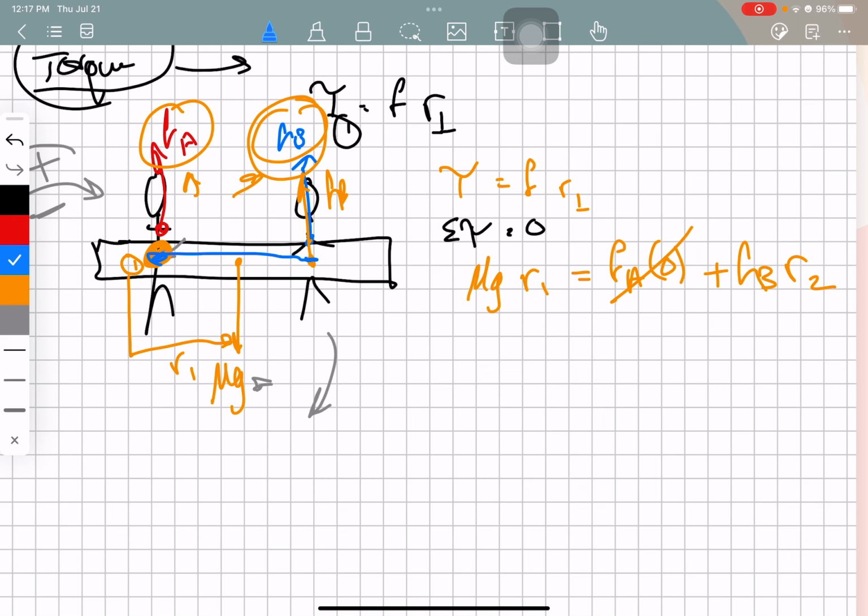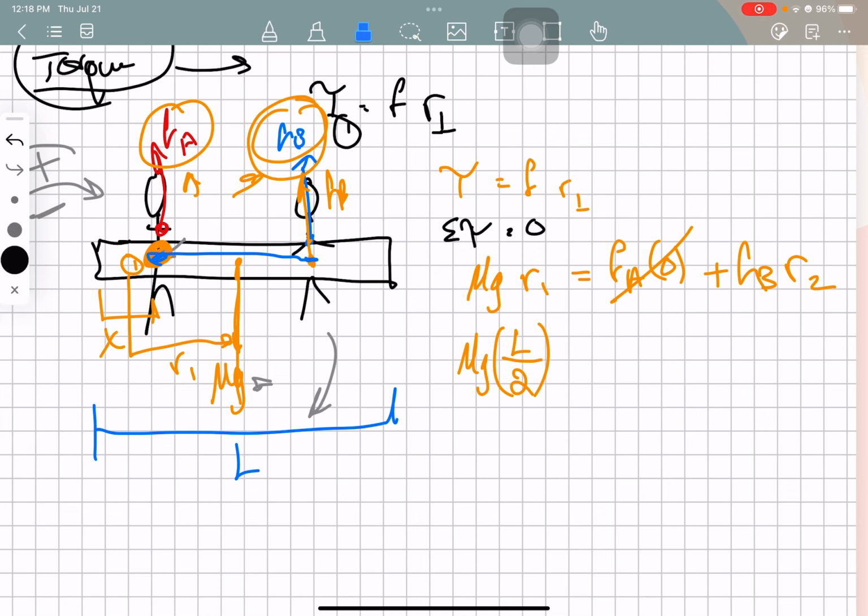Okay, so let's say that this is the length of the log. So my distance 1 here, we could write this as mg times half of distance 1. So this is half of distance 1. And then we have to know this area. Let's say, for example, that's x. So it's going to be half minus x. Okay, half minus x is going to tell me my r1.